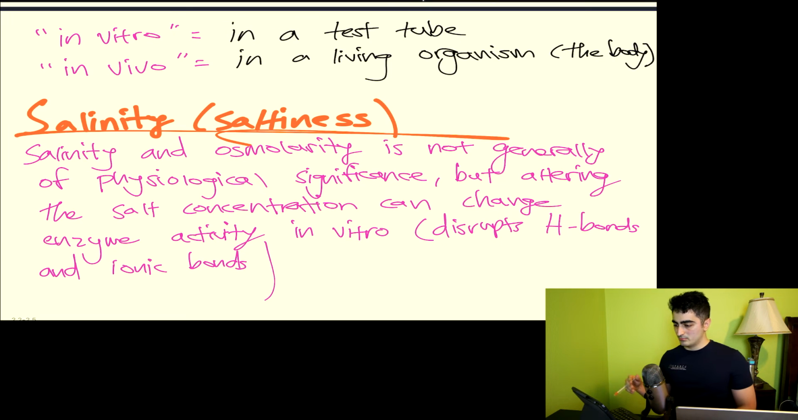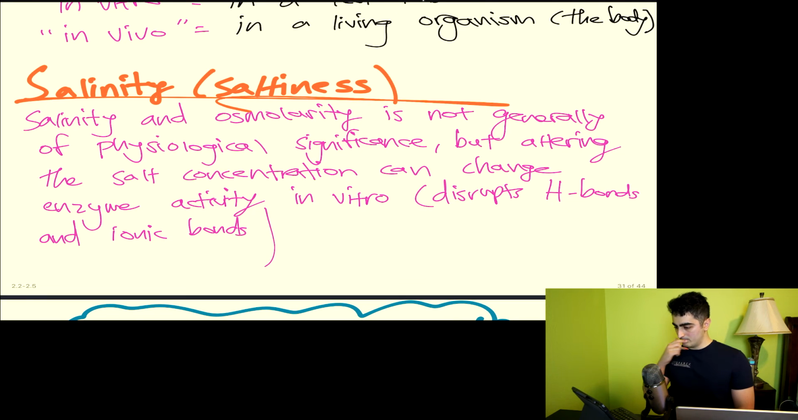A couple of other definitions that I want you to know: what in vitro and in vivo mean. In vitro means in a test tube, and in vivo means in a living organism or the body. And we mentioned how salinity also has an effect on enzyme activity. So salinity and osmolarity is not generally of physiological significance, but altering the salt concentration can change enzyme activity in vitro.